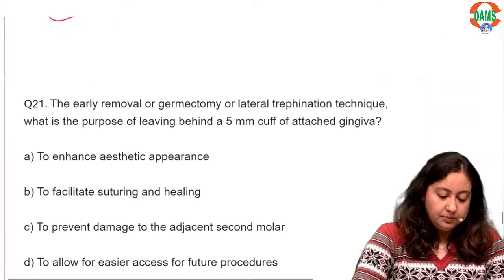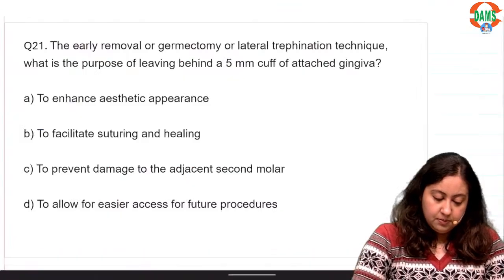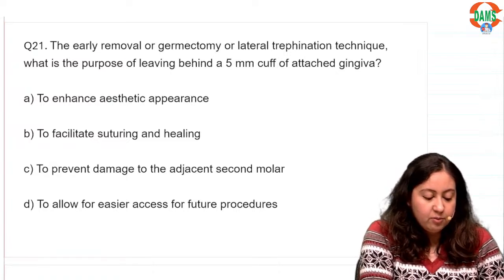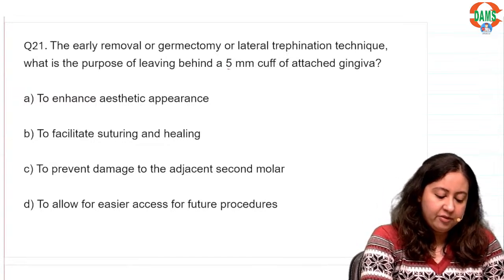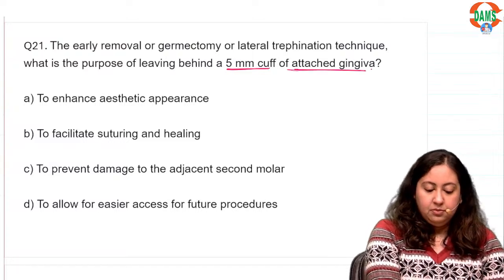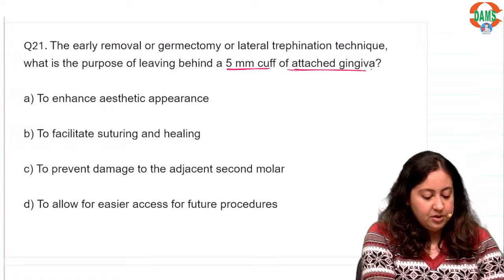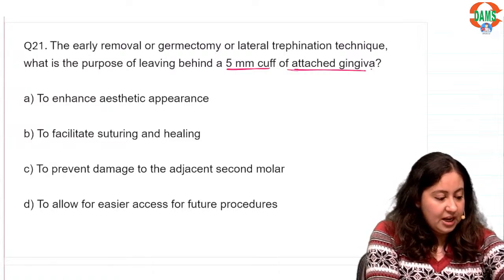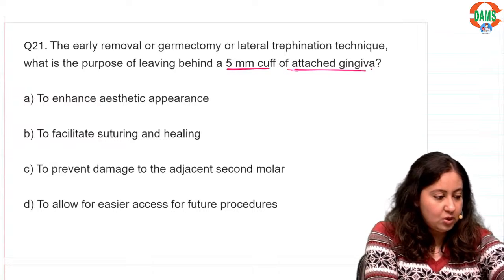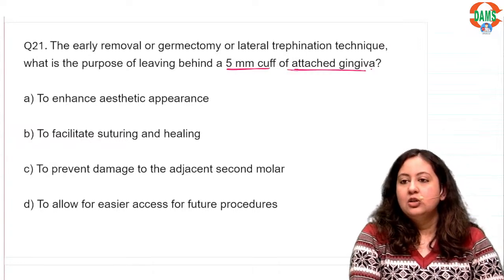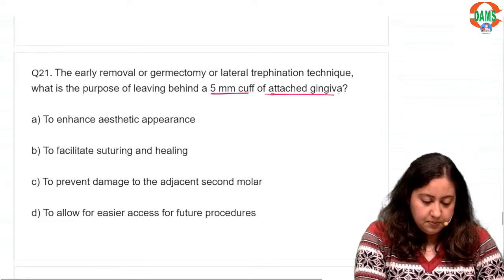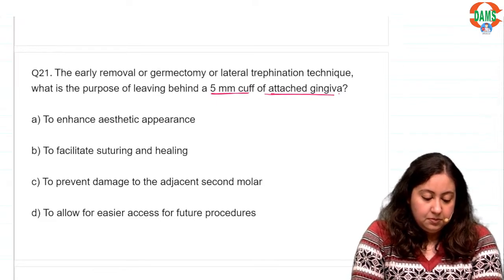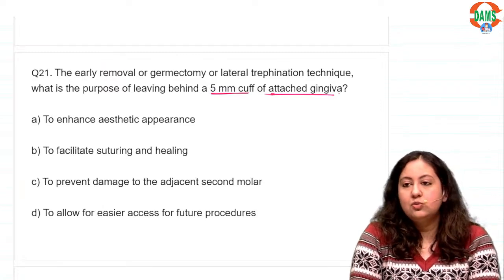Now, coming to question 21, early removal of a germectomy or lateral trephination technique. What is the purpose of leaving behind a 5 cuff of attached gingiva? Options are: A, to enhance aesthetic appearance; B, to facilitate suturing and healing; C, to prevent damage to adjacent second molar; D, to allow for easier access for future procedures. So quickly, everyone, tell me the answer to this question.